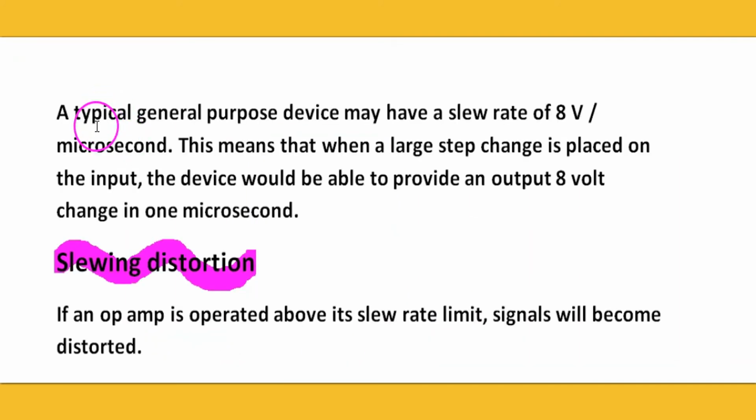A typical general purpose device may have a slew rate of 8 volts per microsecond. This means that when a large step change is placed on the input, the device would be able to provide an output change of 8 volts in 1 microsecond. The slew rate should be greater. If it is greater, then it is good, because in a lesser time, more voltage can be handled by the op amp. Otherwise there will be distortion, called slewing distortion.